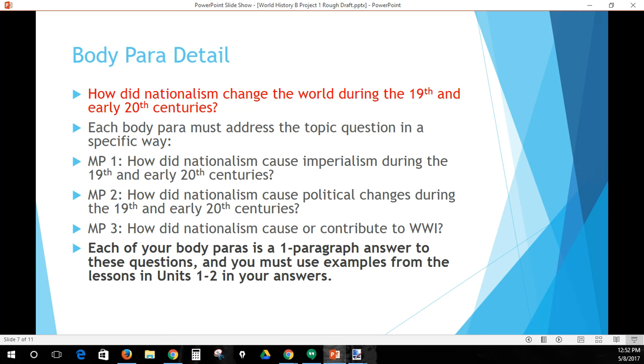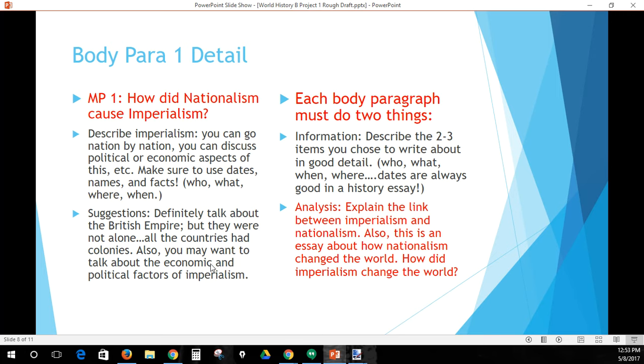And last, how did nationalism cause or contribute to World War I? Now, again, you want to talk about the alliance system, militarism, self-determination maybe, and you link it to nationalism. The way to understand your body paragraphs is, remember, they are one paragraph answers. They are long answers to the questions that you see on this page. Now let's go into a little more detail.